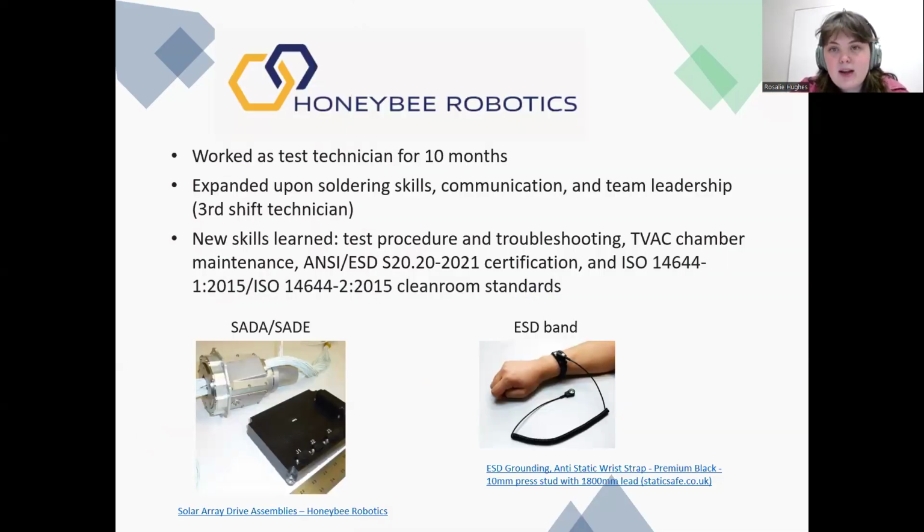So for Honeybee Robotics, I actually worked as a test technician, which is a little different than an internship, but it's just as valuable. So I manufactured GSE, which is ground support equipment. So I used that soldering skill right there. I actually got taught to solder to NASA standards by my coworkers. But since I had that foundation in soldering, I was able to take that to another level and I was able to flex those skills.